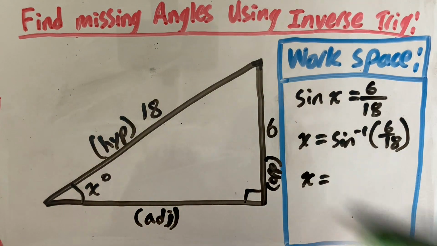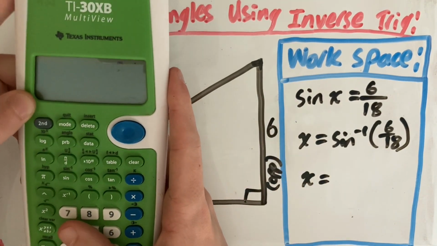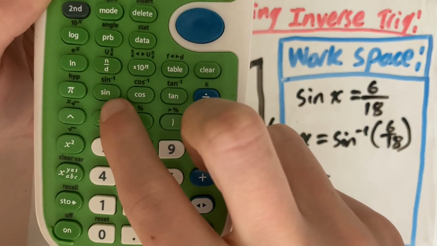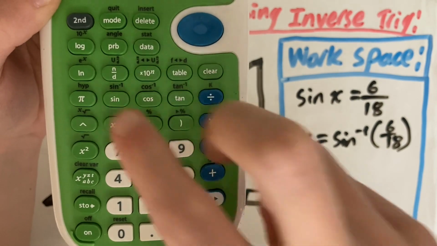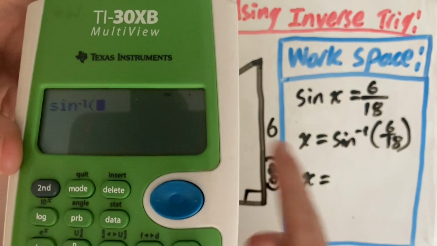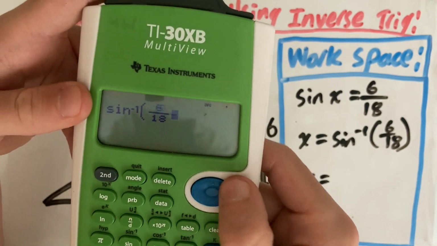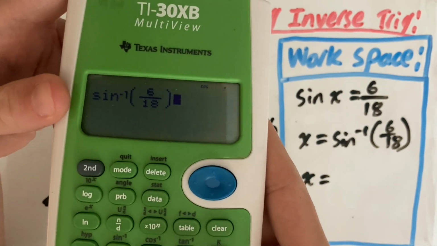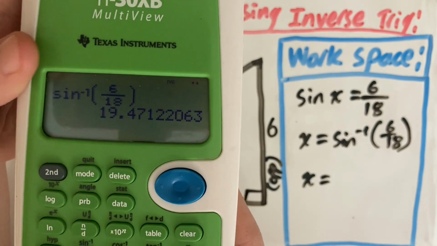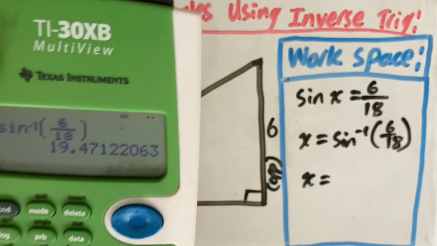That was the key step. So if I grab a calculator, any scientific calculator will work, and I find the sine button. Usually right above it is your sine inverse. So you can press the shift or the second key and then press that sine key to get sine inverse. So we have sine inverse of, and we want to put in 6 over 18 because that's what we have been working out. So sine inverse, and we put in 6 over 18 and we hit enter. So sine inverse of 6 over 18 is 19.47. So that's what our x value or our missing angle is.